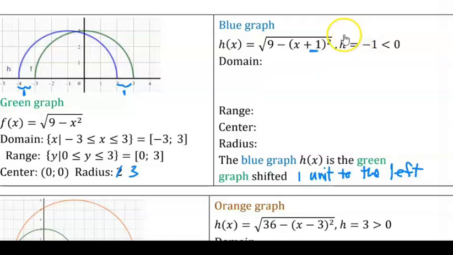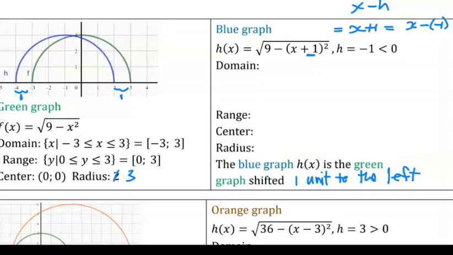And why is it to the left? Because this x plus 1 is the same as x minus 1. Remember, it must be in the form x minus h. X minus h is equal to that. So h is equal to minus 1.